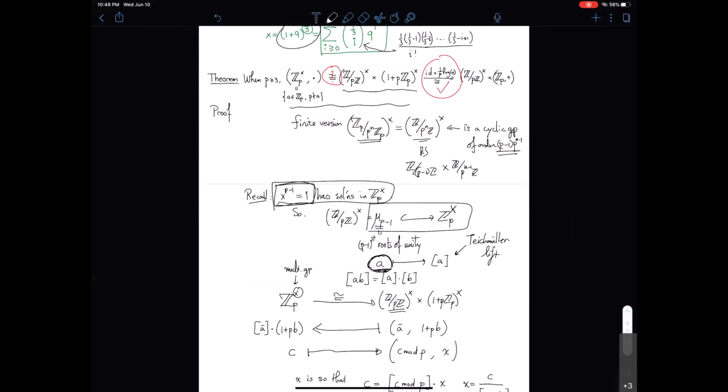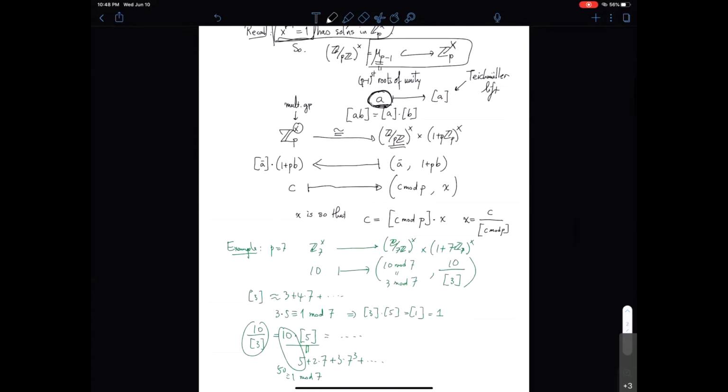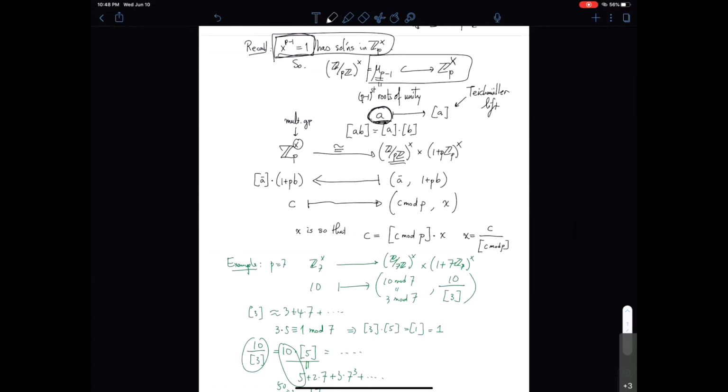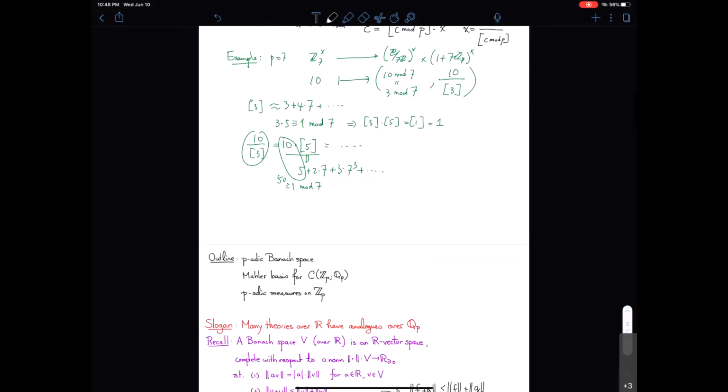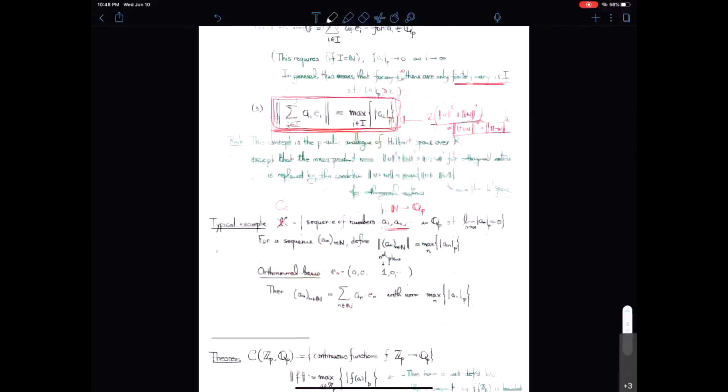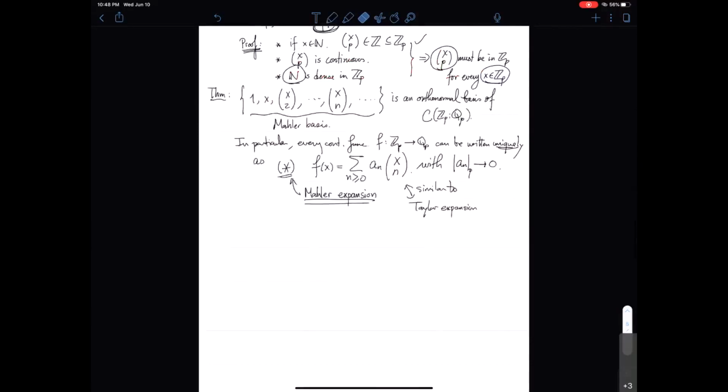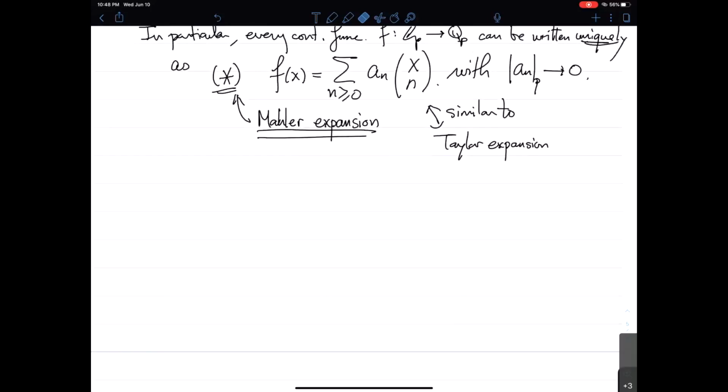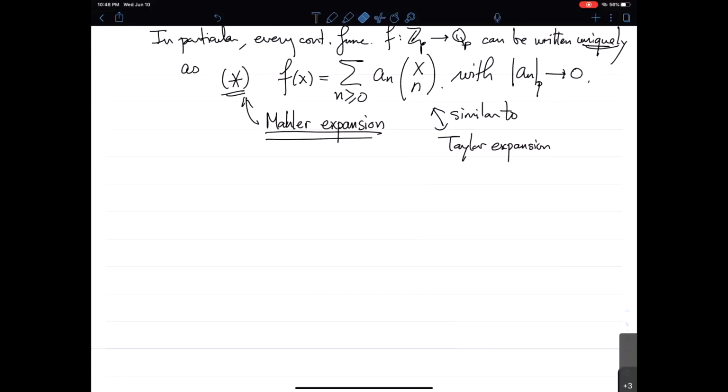Maybe I can say that in my lecture yesterday, I did the Teichmüller lift for p equals 7. So the sixth roots of unity in Z_7 come up. Wonderful, thank you for doing that. I don't think I called it the Teichmüller lift, but I did find all the roots of x^6 minus 1 in Z_7. Teichmüller lift is some sort of fancy name. Yeah, of course, it works in general. I'm just getting used to it.